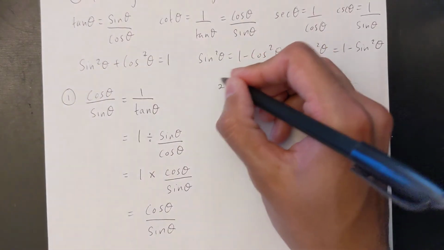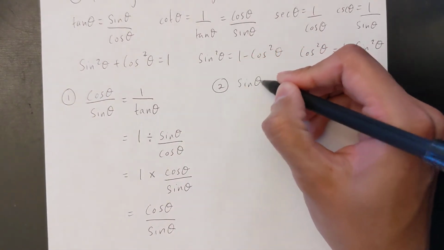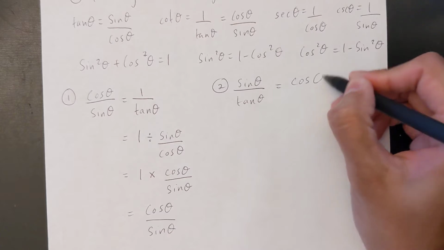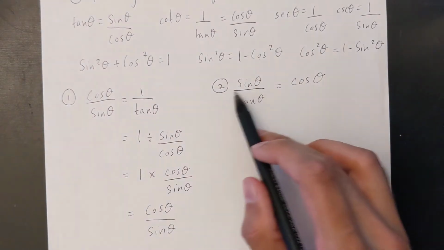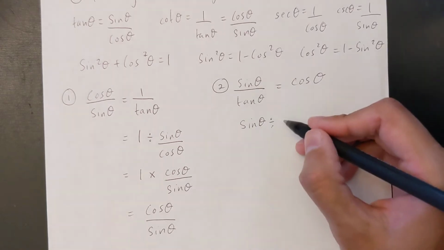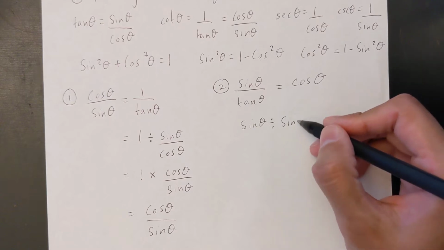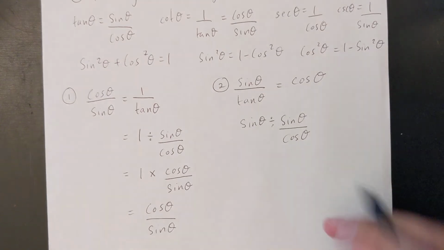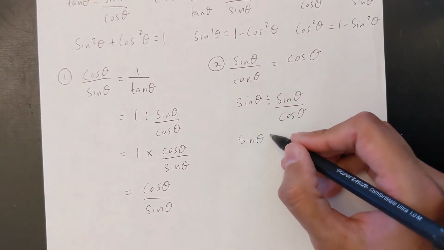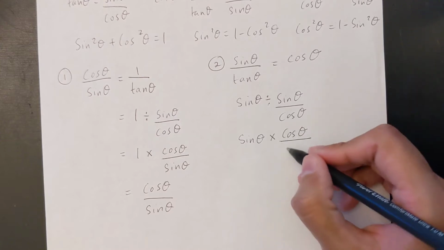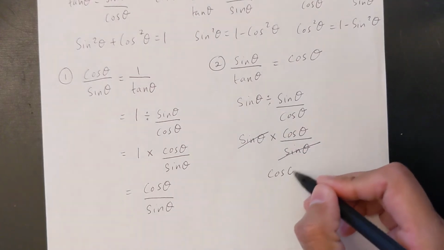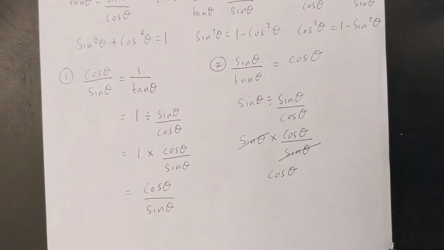Let's go to the second question. Sine theta over tan theta equals cos theta. So again, I'm going to get rid of my division over here. Since there's no fraction on the other side, I'm going to change the tan to sine theta over cos theta. I'm going to get rid of my divide sign and flip it. Sine theta times cos theta over sine theta. Now my two sine thetas cancel and I'm just left with cos theta. It's the same as the other side.